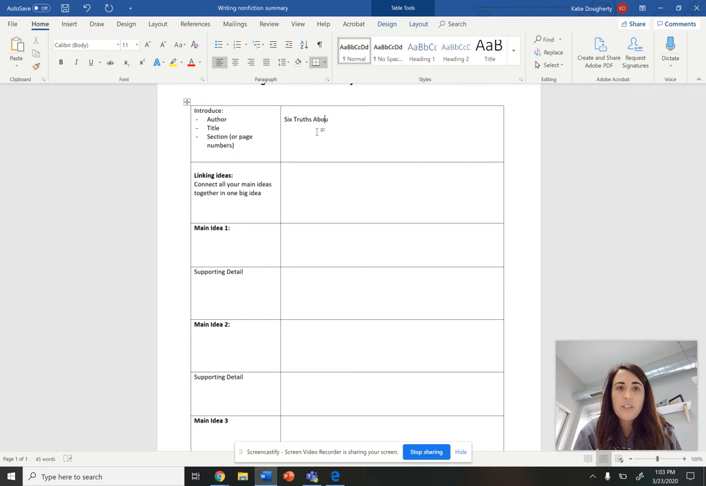6 truths. Remember, we always capitalize the same way that an article is capitalized. 6 Truths About Slavery is written by the editors of Junior Scholastic. Since it's the title, I'm going to put in quotation marks. This section is all enslaved. Let me just double check, making sure I'm writing it right. All enslaved people were mistreated.